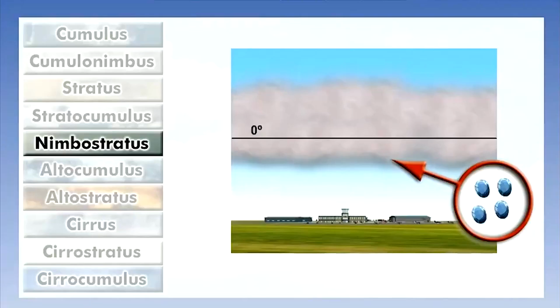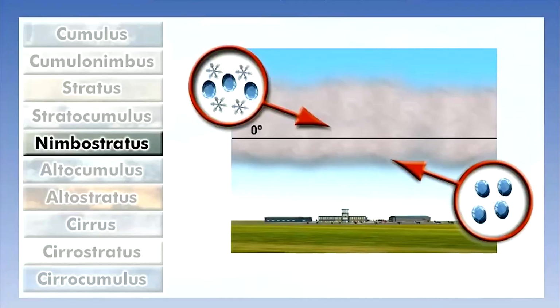However, at higher levels, ice crystals will also be present in large numbers. It is important to realize that there is a significant risk of supercooled water droplets, which massively increases the risk of icing. The icing associated with nimbostratus cloud is therefore moderate to severe. In nimbostratus, turbulence is moderate, occasionally severe.